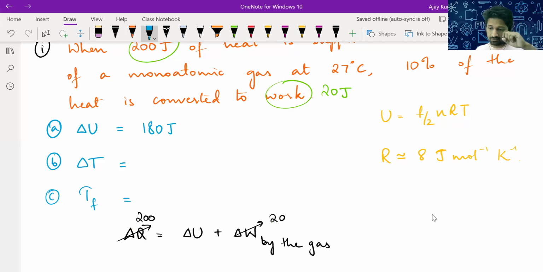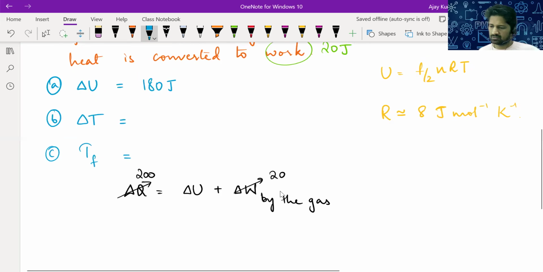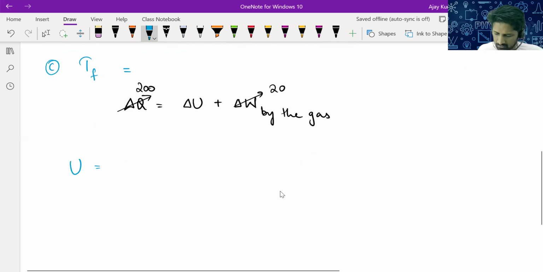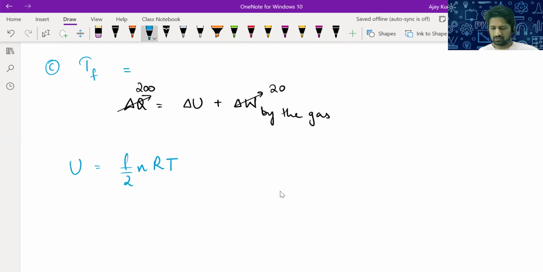Now, due to that 180 joules that it is storing, there will be a certain change in temperature. How is internal energy related to temperature? We know U is equal to F by 2 nRT. Now, if internal energy changes, degrees of freedom is not going to change. The gas remains monoatomic, so degrees of freedom won't change, and the number of moles won't change. I told you this already. So the only thing that can change is temperature.